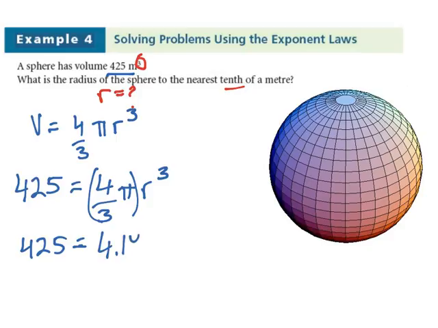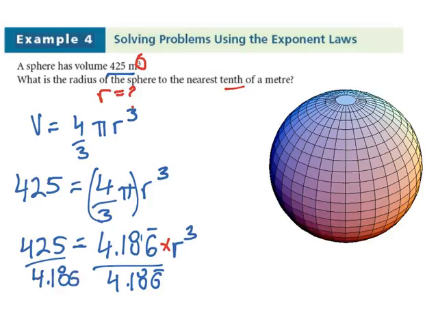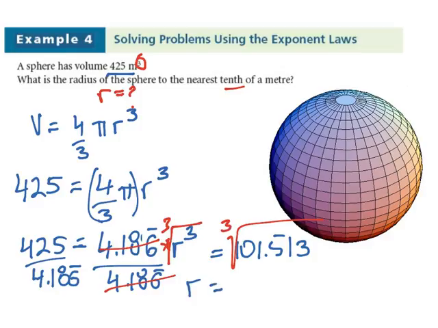Sorry, 4.186 repeating times r cubed. Then since there's an operation of multiplication between 4.186 repeating and r cubed, in order to isolate for r, we're going to divide both sides by 4.186 repeating. When we do this, the 4.186 cancel, and r cubed becomes 101.513. In order to solve for r, we're going to take the cube root of both sides of the equation, and r will become 4.7 meters. So that's a pretty straightforward way to calculate this.